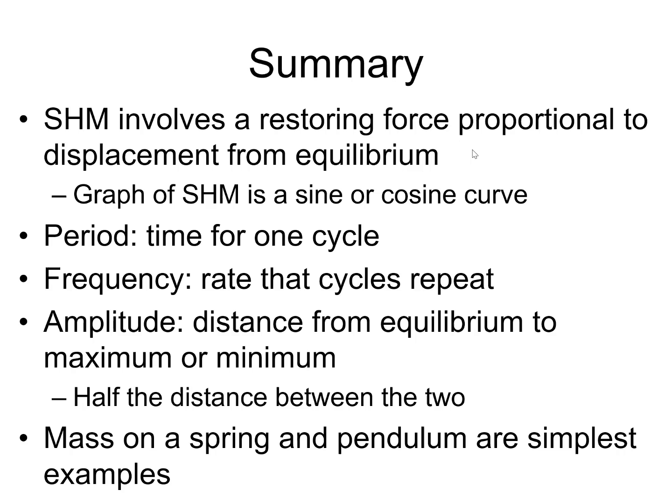We talked about a few properties of simple harmonic motion. Period is the time for one cycle. Frequency is the rate that cycles repeat. And amplitude is the maximum distance from equilibrium. Keep in mind that the amplitude is also going to be half the distance from maximum to minimum. So if you only know the range that an object oscillates, that's going to be twice the amplitude. This is going to be our normal amplitude, x naught or A. And two simple examples of simple harmonic motion are a mass on a spring and a pendulum that's displaced at a pretty small angle.